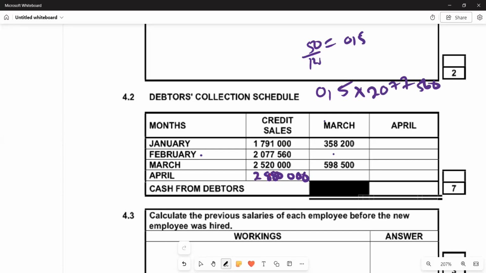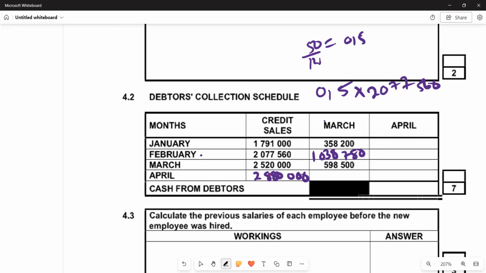0.5 times 2,077,560, you're calculating by the credit sales for February. These are the ones that are going to be received in March, 50% of them. So we say 0.5, then we multiply by 2,077,560. And then we are going to get 1,038,780. So here we are getting 1 million, 38 thousand, 780. So these are the credit sales for February that are going to be received in March.